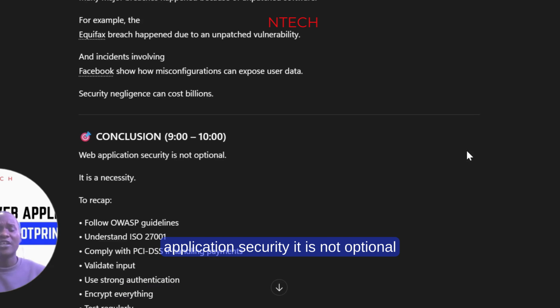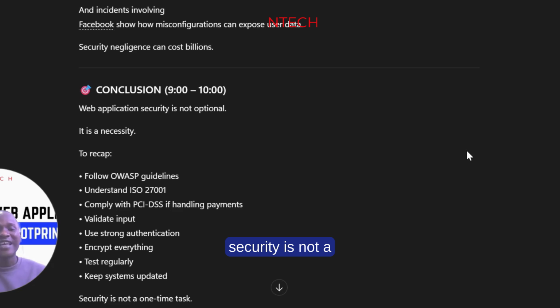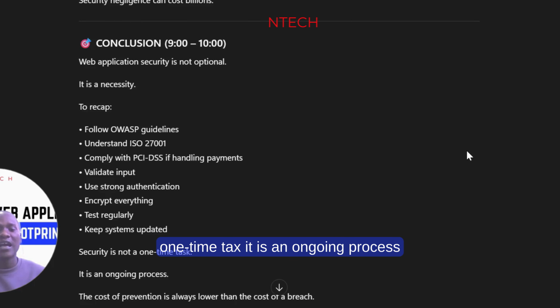Now, web application security is not optional, it is a necessity. To recap, you have to follow OWASP guidelines, understand the ISO 27001 standard, comply with PCI DSS if handling payments, validate user inputs, use strong authentication, encrypt everything, and take regular tests. Security is not a one-time task, it is an ongoing process. The cost of prevention is always lower than the cost of a breach.